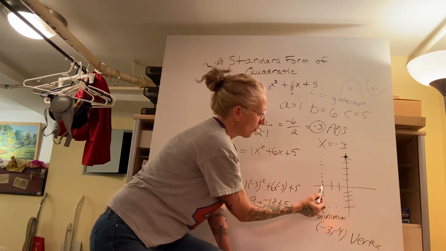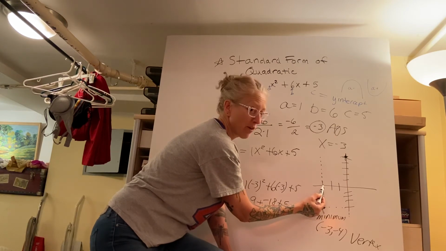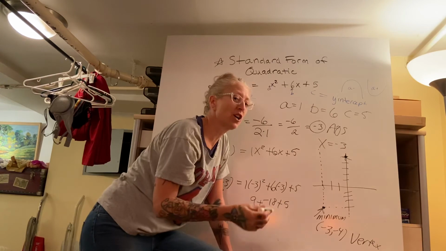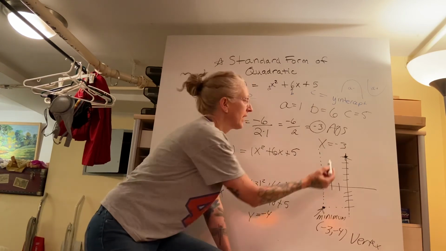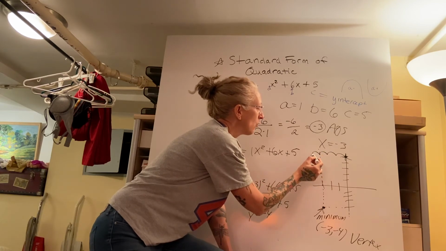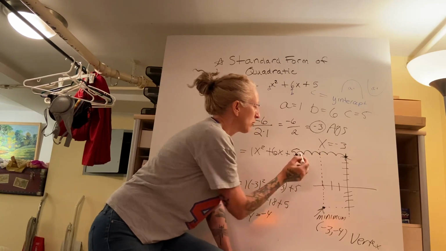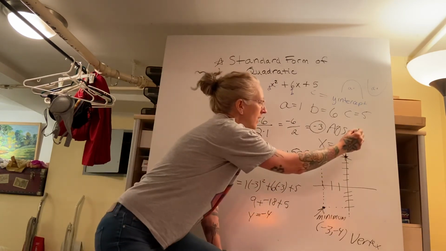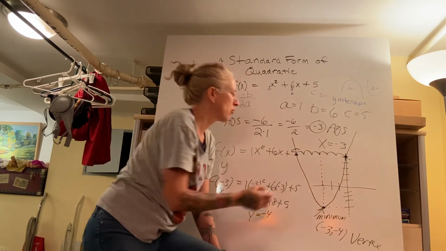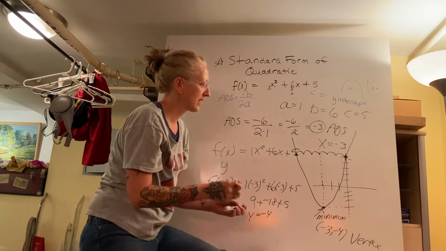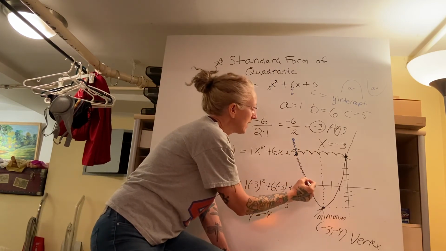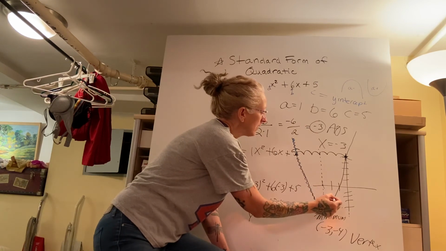That's 3 away from our axis of symmetry. So that means because parabolas are symmetrical, right? That means if I go 1, 2, 3, I can go 1, 2, 3 and get another point. So now I have my minimum and I have 2 points on the function. Let's see if I can get this. It's a little messy, but this is my parabola.